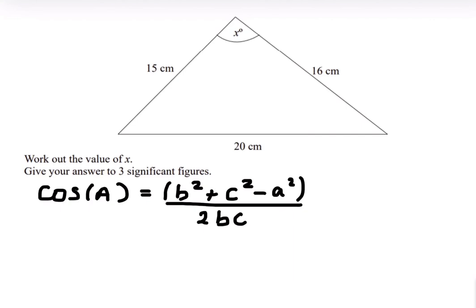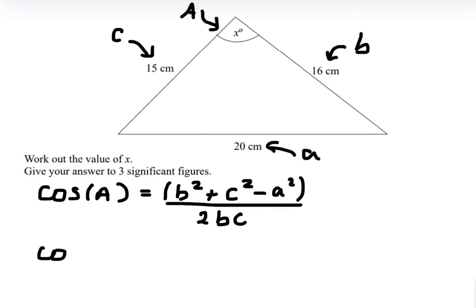Again, we can label the diagram so we know what values to put into the correct part of the equation. If we label the angle x as capital A, the side opposite it as lowercase a, and then we can choose which side to label as b and c. I'll label the 16 centimetres as B and the 15 centimetres as C. We can substitute the values we know.